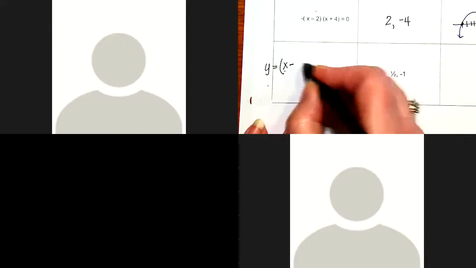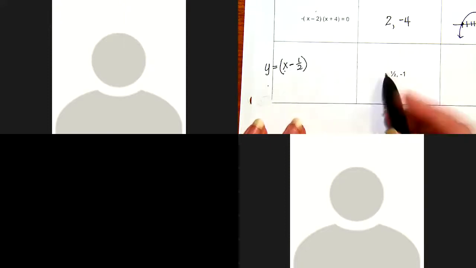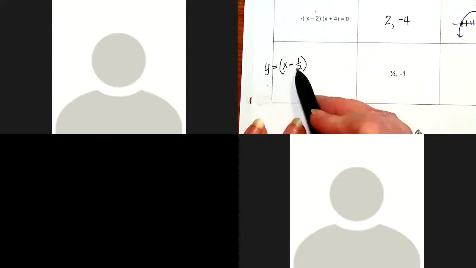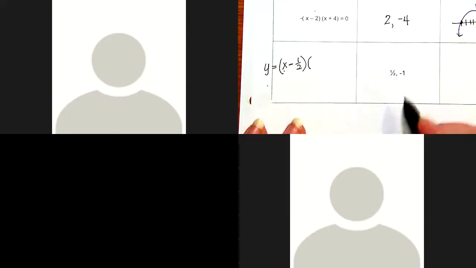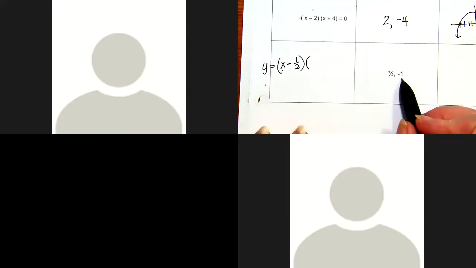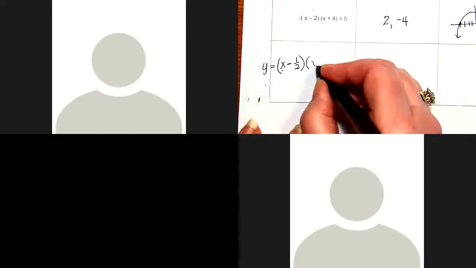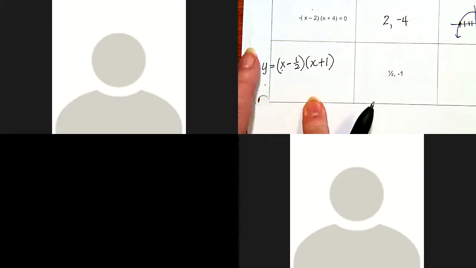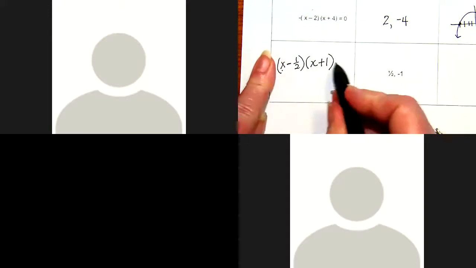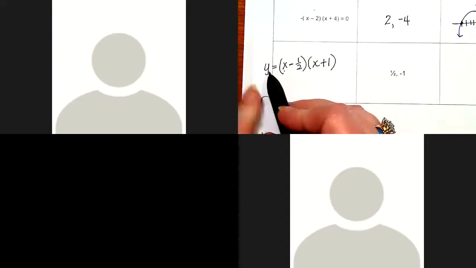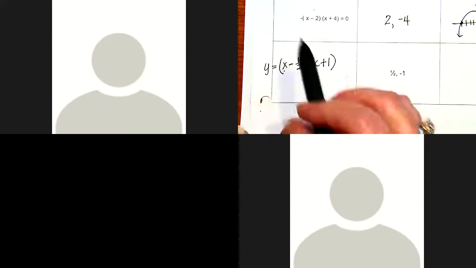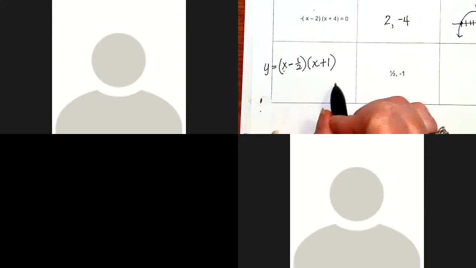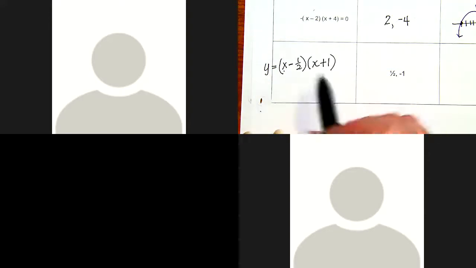Now you said minus negative, but we're just going to say x minus a half, because this one's positive, so I'll make sure there's just one negative. And let's see, Maria, what's in the second parentheses? Positive 1. Yeah, I'm going to say x plus 1. Now you could write it two ways. You could put the y equals, or you can put equals 0 over here. You wouldn't put both y equals and equals 0, but put one or the other. And this is correct. I will count this correct on the test.